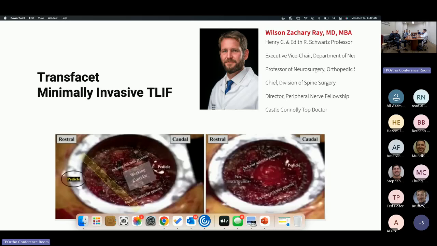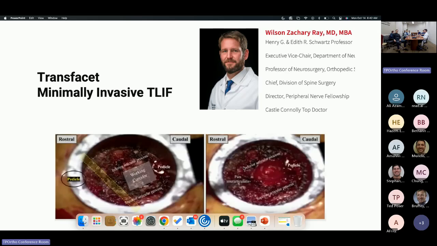He was one of the speakers, and he's from WashU, and he's kind of a TLIF guru, and just a really smart guy. And he talks about this thing, transfacet MIS TLIF, which I was never able to conceptualize or think about. But since he was right next to me on the stage, I asked him about it. I was never able to conceptualize why you would do a transfacet approach. And his main takeaway was that if you keep the actual procedure within the confines of the facet, then you can be pretty aggressive.